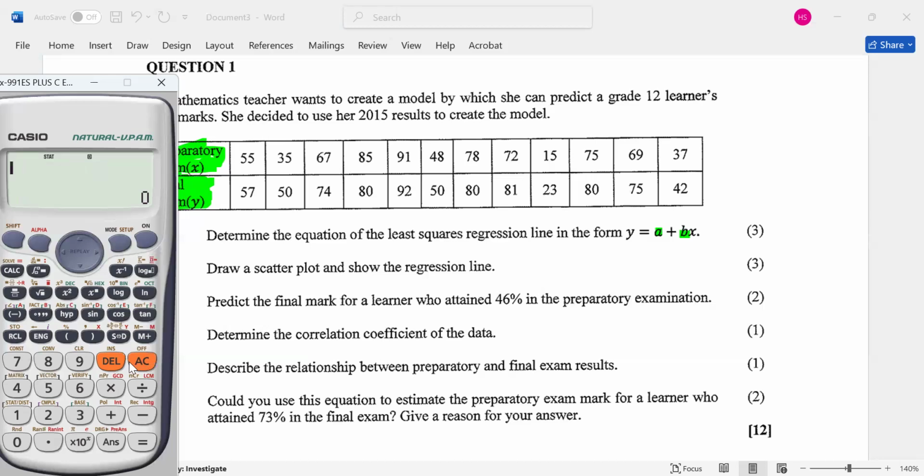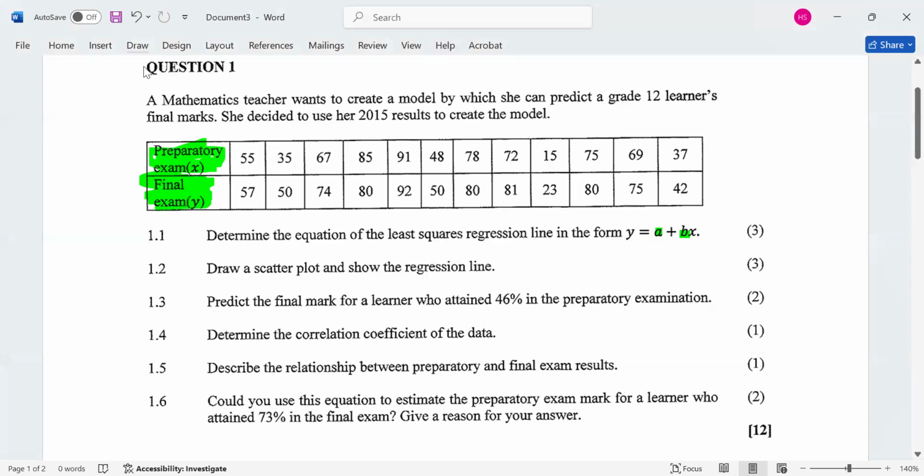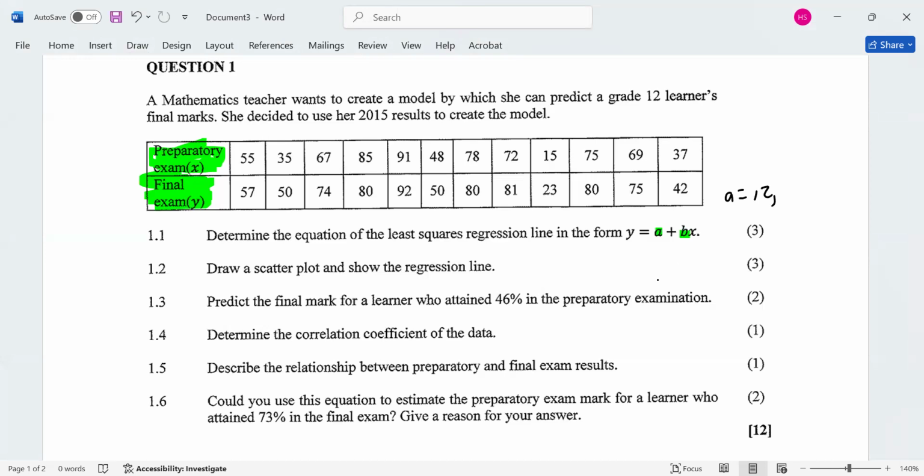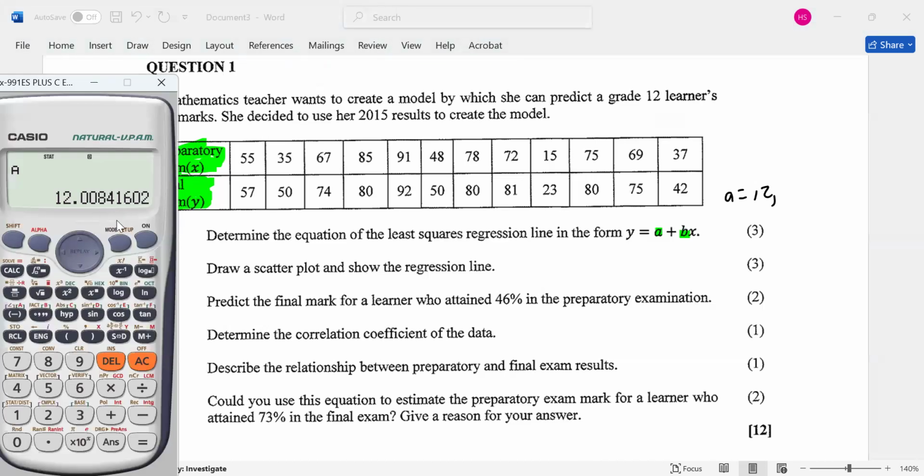We press AC, then shift 1, and we go to option 5, regression. We say number 1. We first start with our A, option number 1, and then we press equals. A is equal to 12 comma something. It's 12 comma 00, so rounded off to two decimal places it is 12 comma 01.